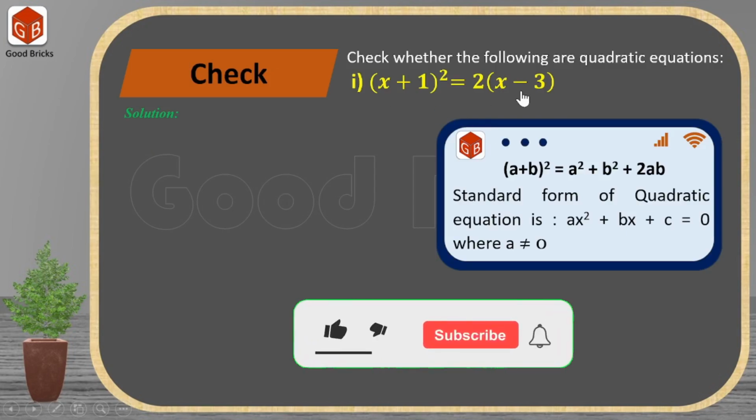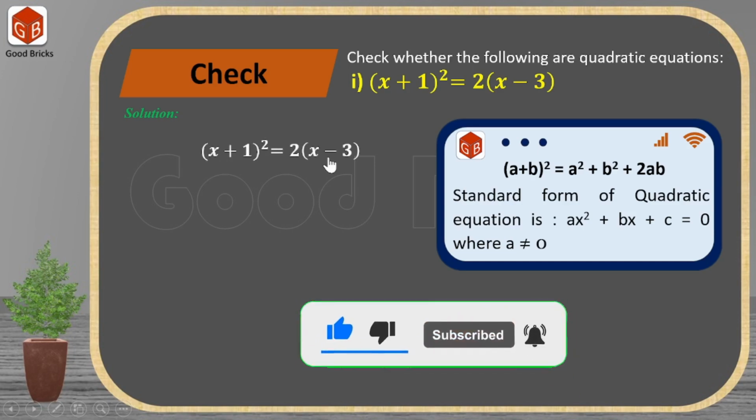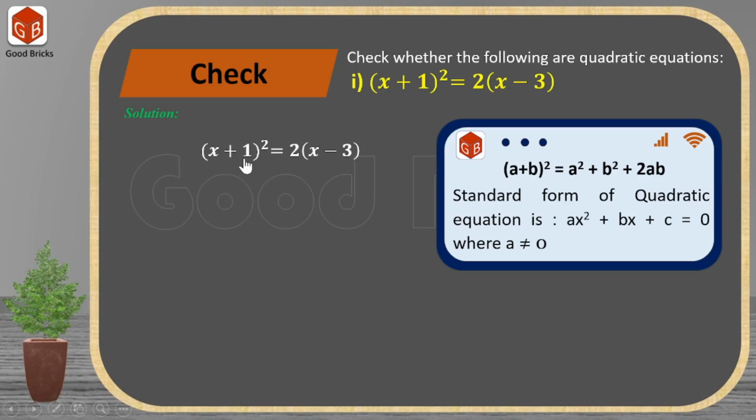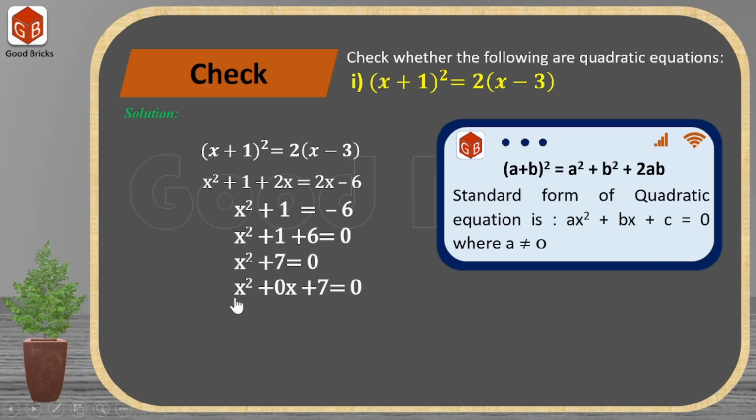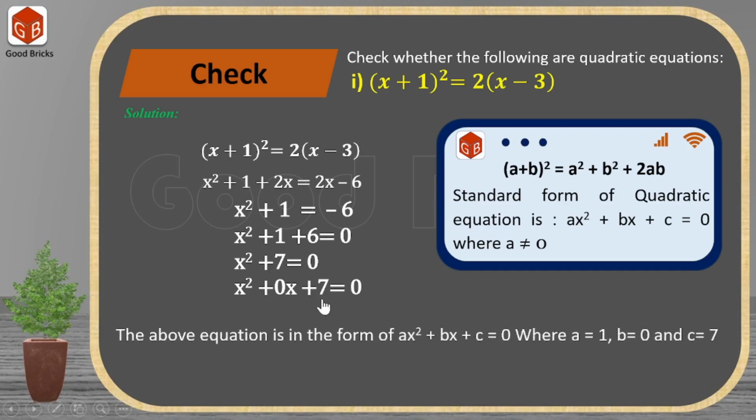Here we have an equation, and we need to check whether it is a quadratic equation or not. So first of all, let us take this given equation, and you can see this is in the form of a plus b whole square formula. So using this formula we can write x square plus 1 plus 2x, and when you multiply 2 with this x minus 3, you will get 2x minus 6. Both sides we have 2x, so you can cancel, and after cancellation and simplification, finally you will get x square plus 0x plus 7 is equal to 0. Since this equation is in the form of ax square plus bx plus c is equal to 0, and a is not equal to 0, we can say this is a quadratic equation.